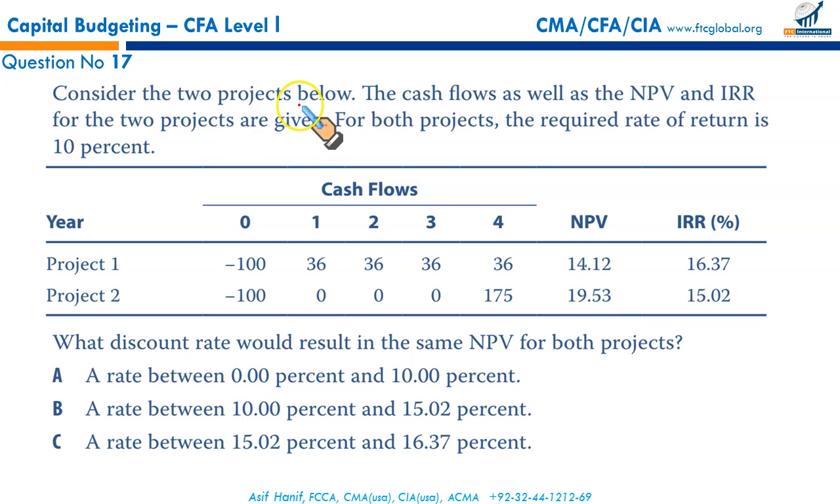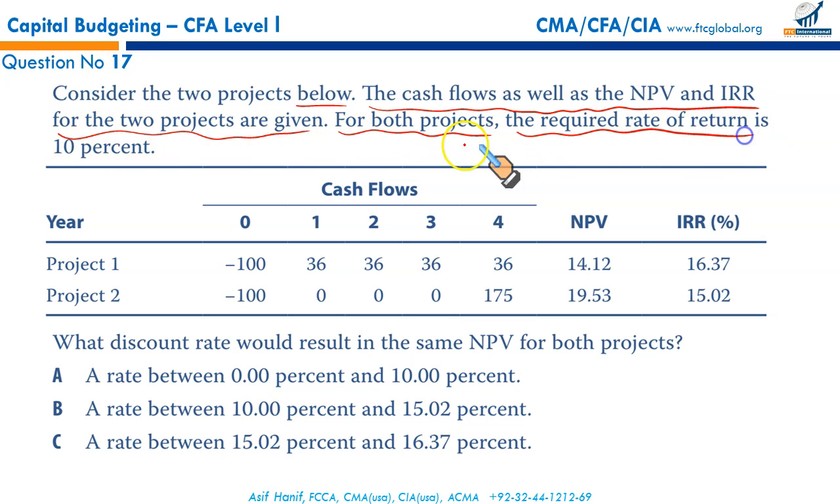Consider the two projects below. The cash flows as well as the NPV and IRR for the two projects are given. For both projects, the required rate of return is 10%. Project 1: initial outflow, inflow, this is NPV, this is IRR. For project 2, the cash flow occurred at the end of year 4, no cash flow in the first 3 years, and NPV is higher and IRR is lower. What discount rate would result in the same NPV for both projects?